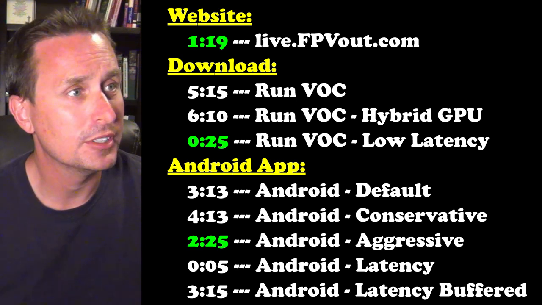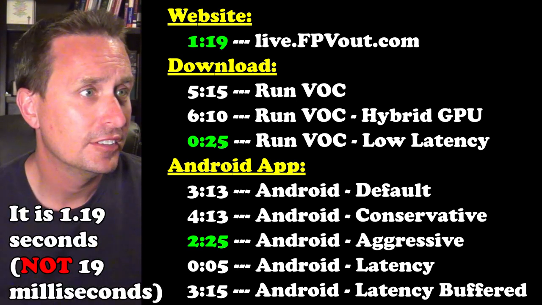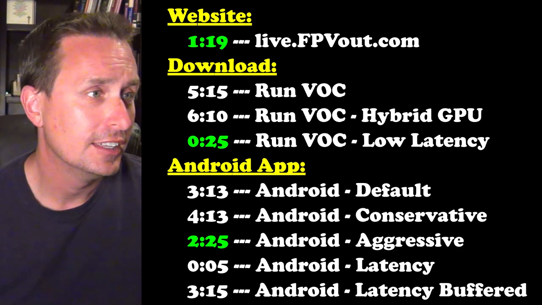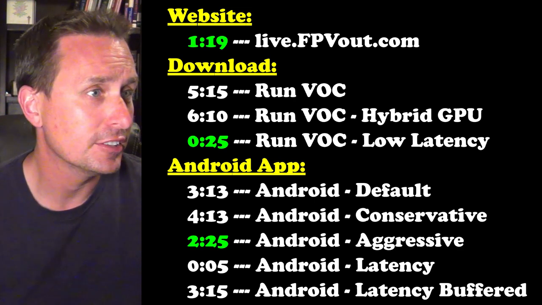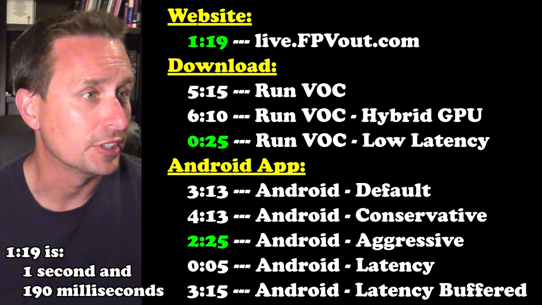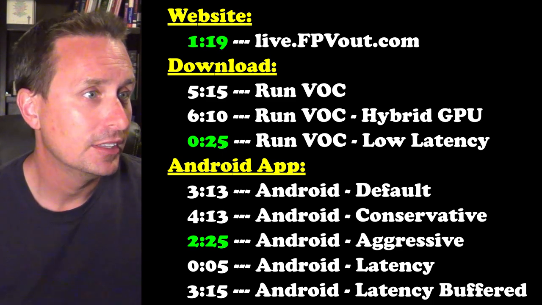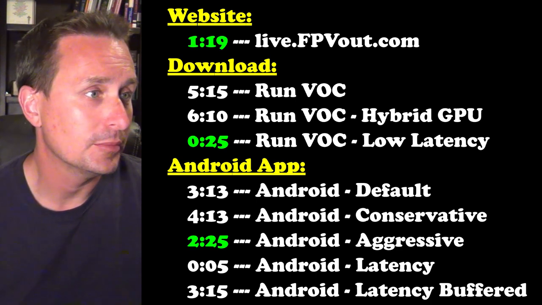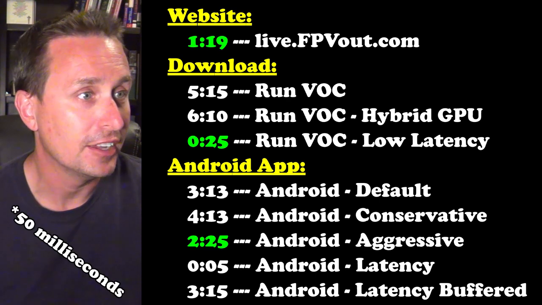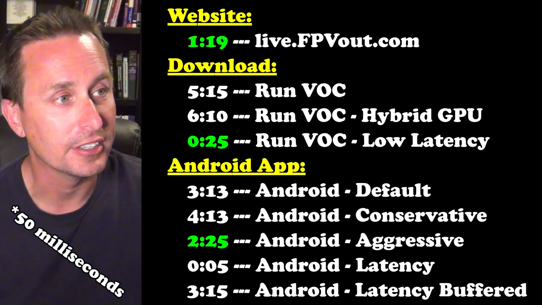So I will roll the testing here in just a second, but to save you from having to sit through all that: for the website, we're getting about 1 second and 19 milliseconds, and 5 seconds and 15 milliseconds for the run VOC and the downloaded version. You can see the run VOC low latency is pretty competitive with 25 milliseconds. That's pretty good. And then the Android app's latency mode is really quick at 5 milliseconds of delay, so it's really hardly any delay.